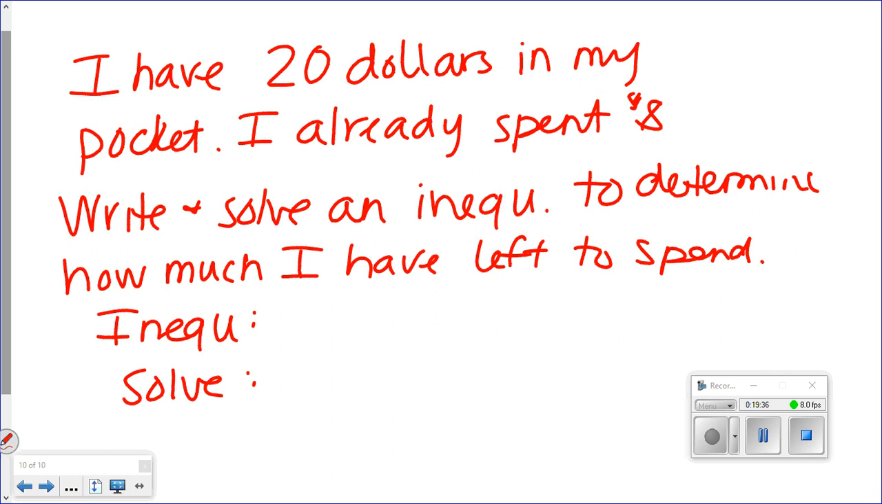Okay, so anybody want to share their inequality with me? What does it look like on your paper, Mr. Peters? Q. You always pick the best letters. Q plus 8. Right. Or X. You see what happened? I'm looking to figure out what I have left. Now what am I going to do? I'm going to subtract 8. Q is less than or equal to 12.